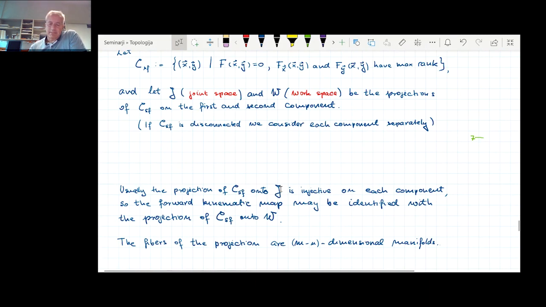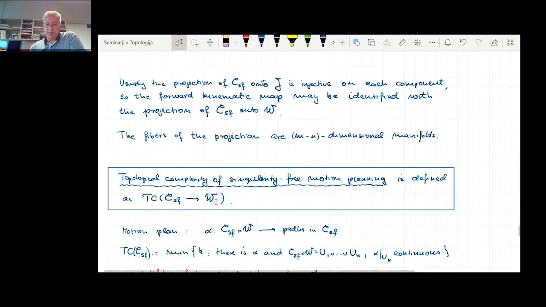equivalent if I consider a map from J to the space W, or from the entire singularity-free configuration space C. The second one is easier to describe and to visualize. So I define the topological complexity to be the topological complexity now of this projection map. So it's nicer and easier to describe. Okay.